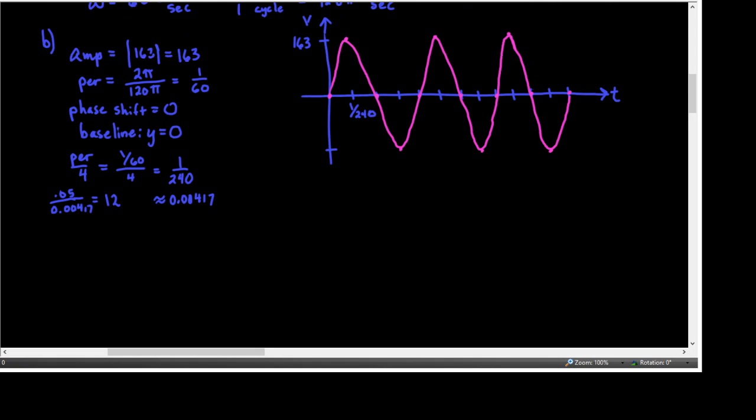Part C. Yeah, there is a part C. I'll make sure we do everything that we're asked to do. Okay, for what value of phi will the graph of, so phi is what we're trying to find, phi equals 163 cosine of omega t minus phi be the same as this graph?